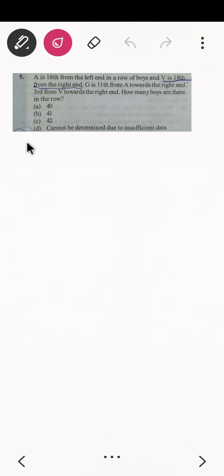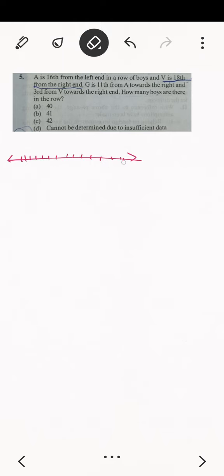Normally aspirants try to count how many there are by giving each position, or they make a line and count the boys exactly. So this method is also not wrong, but I'll show you a very easy way. Make a straight line and map all the positions.